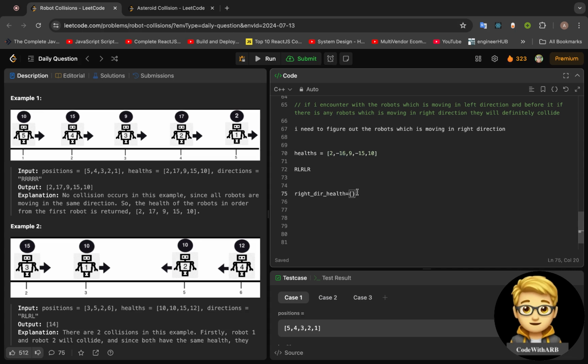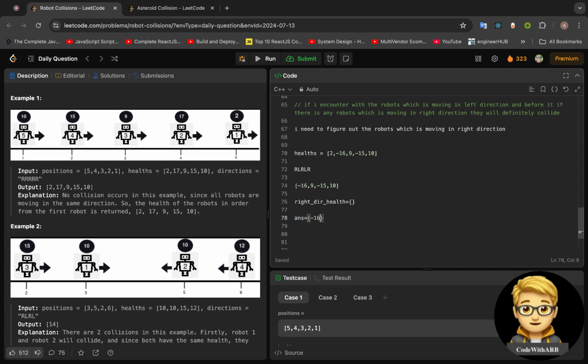So the final: 2 is destroyed, 16, 9 minus 15 and 10, right? Now this 16 is a minus, so it is moving left. If this is moving left, one thing is for sure: if I don't have any extra right direction, it means this will not collide with anyone. If it is not colliding with anyone, this robot will remain in my answer. This will never collide and will remain in my answer.